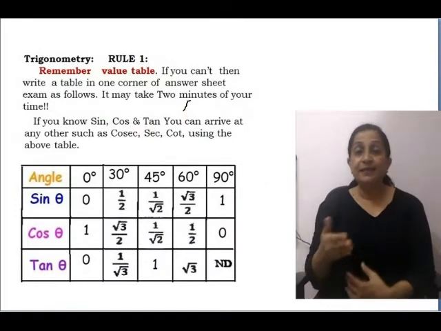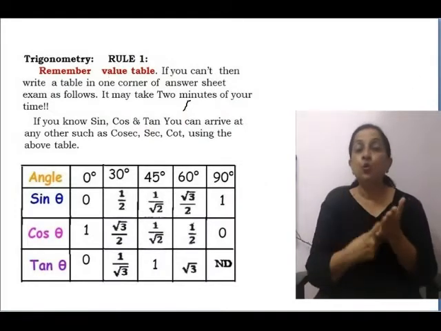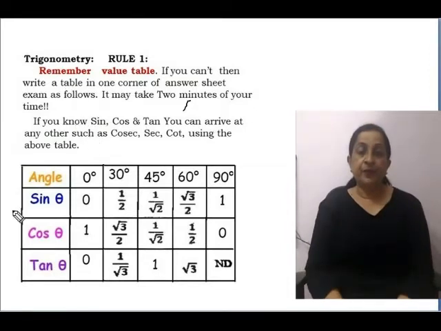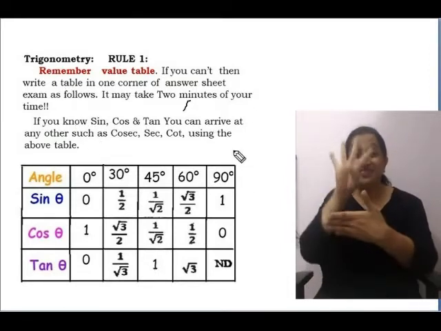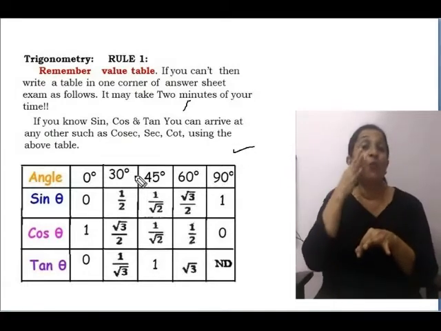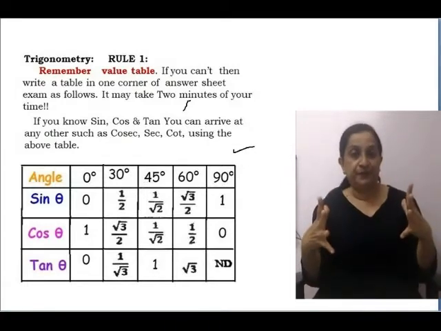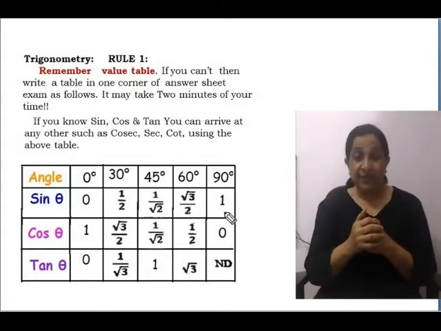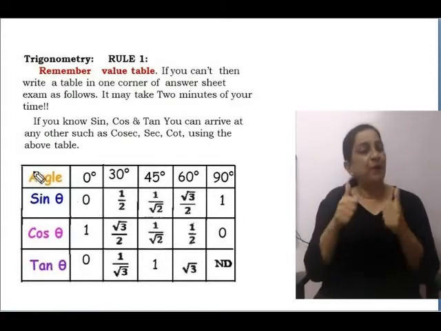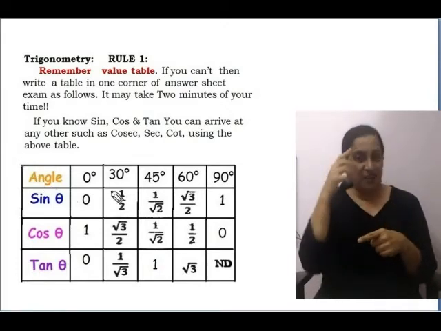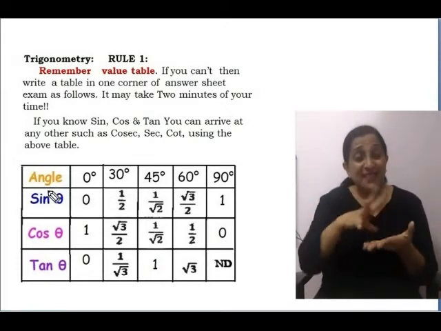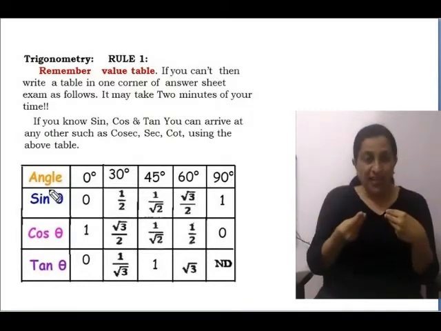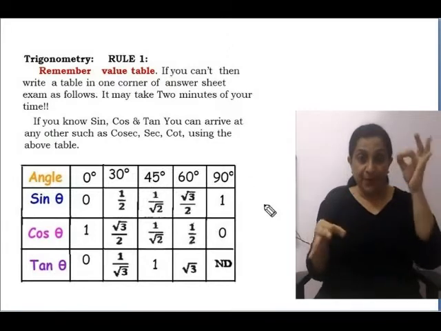Next, let us look at rules in trigonometry. You must remember this value table in trigonometry. If you can remember all the values, well and good. If you do not remember these values, then as soon as you get the paper, either in the question paper or answer paper somewhere in the corner, you write this table.